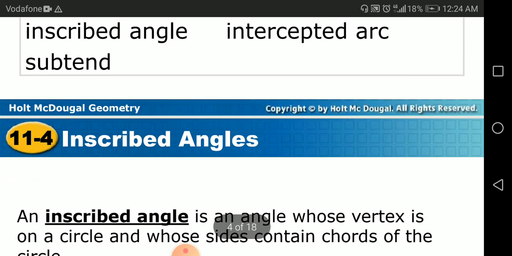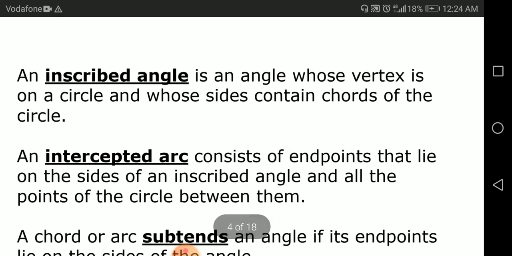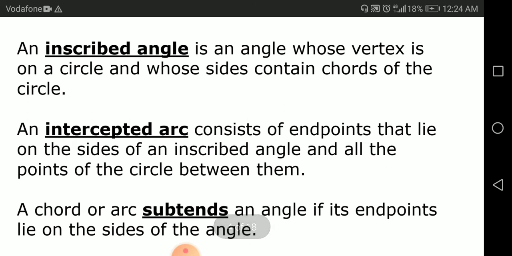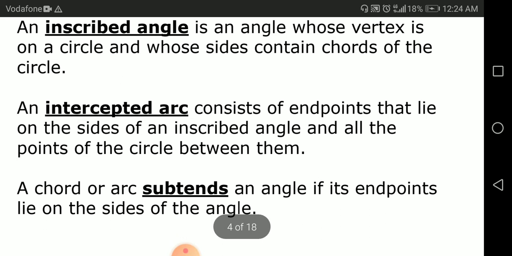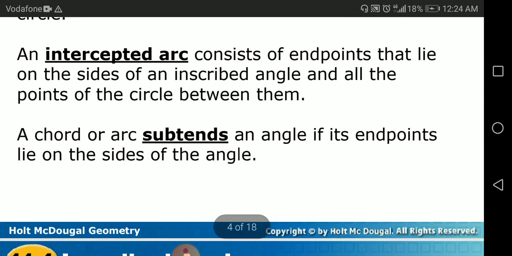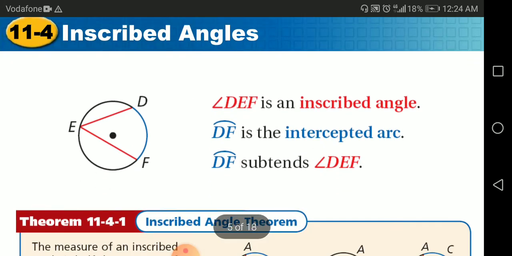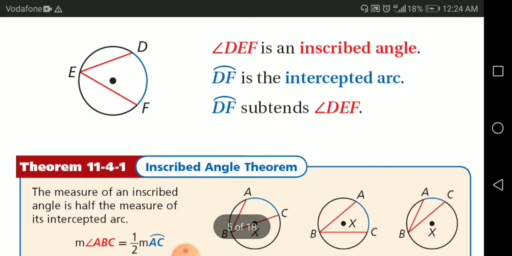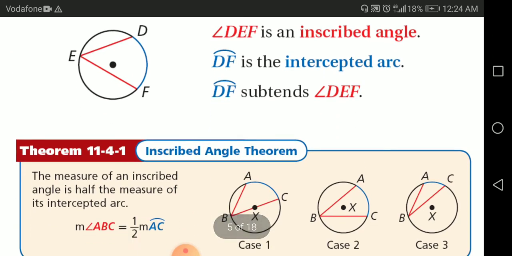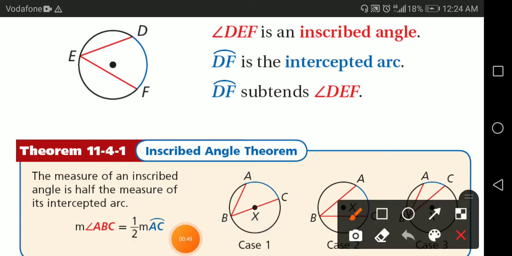So let's start here. An inscribed angle is an angle whose vertex is on a circle and whose sides contain chords of the circle. Let's see this with the drawings to make sure we understand it. If I have angle DEF, this is an inscribed angle.